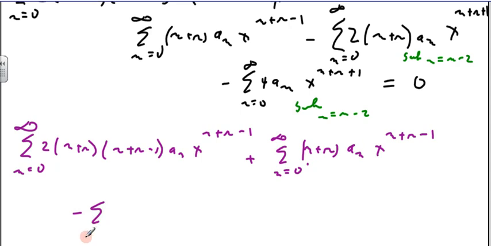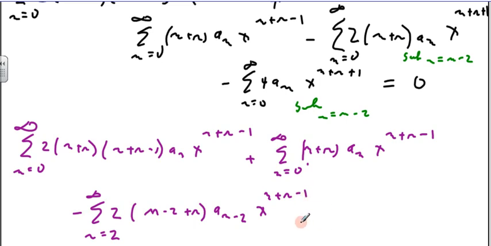Minus summation n equal 2 to infinity of 2(n minus 2 plus r) an minus 2 x to the n plus r minus 1, minus summation n equal 2 to infinity of 4 an minus 2 x to the n plus r minus 1, is equal to 0.